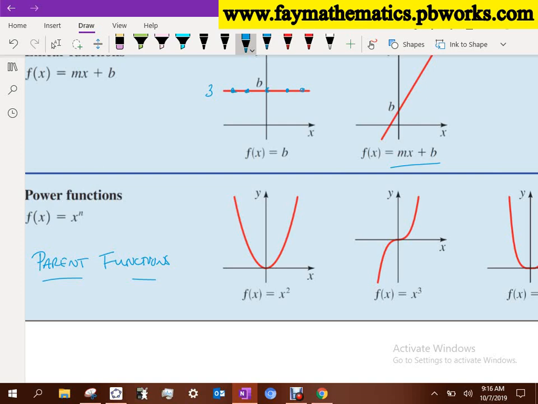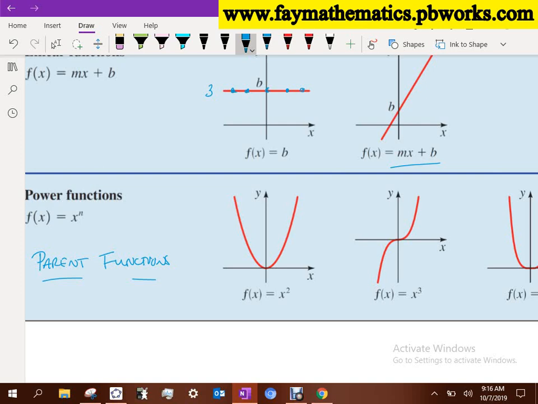If I understand the parent function, it makes piecewise functions so much easier, and it makes transformations, the moving of left, right, up, down, reflecting, stretching, shrinking, compressing, that kind of stuff. It makes that process, which we'll get to later this week, a much easier process. Okay.